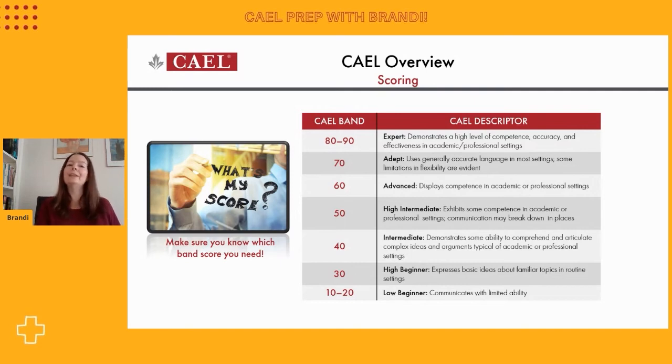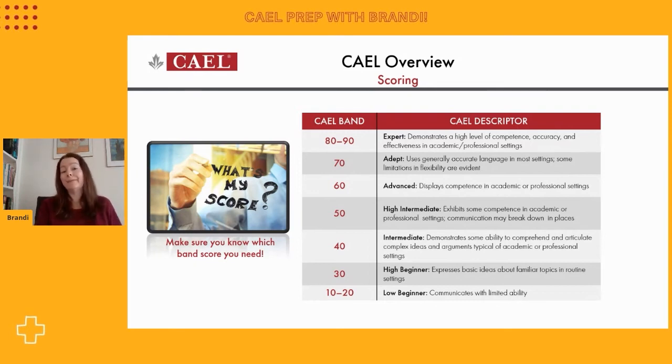So the score that you need is going to depend entirely on the reason why you are taking the CAEL. So some people take it to enter studies at university or college here in Canada. Others take it to apply for work as well. So please check with whichever school or whichever employer you're looking to apply to with the CAEL score. They will determine exactly which score they need for you to achieve before they will accept you.